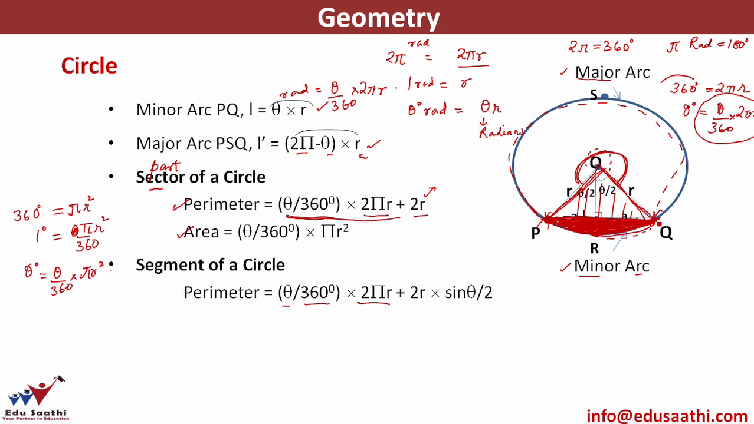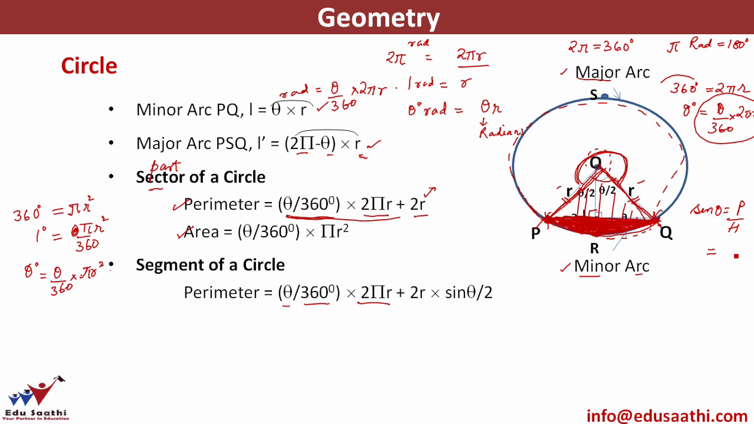Now to find out this linear distance, you look at a triangle POQ, which is an isosceles triangle with PO equal to OQ, both equal to the radius, and the angle which is there is theta. I can always find out the third side of the triangle by applying the sine rule, or I can look at one part of the triangle with this as 90 degrees, the angle is theta by 2. I can apply sine theta by 2, sine is equal to perpendicular over hypotenuse.